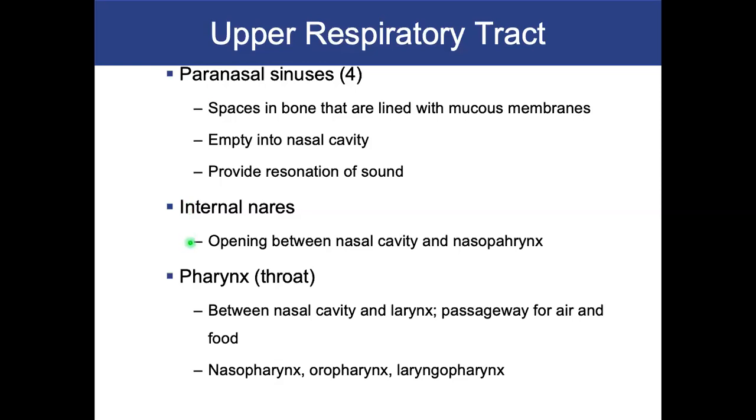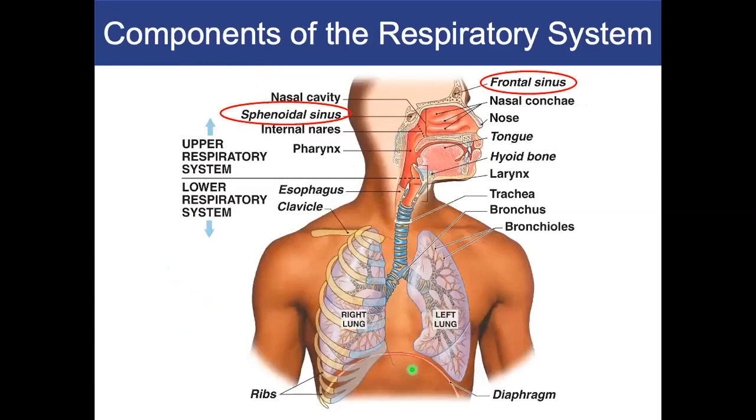Internal nares is the opening between the nasal cavity and the nasopharynx, and then the pharynx is your throat, between the nasal cavity and the larynx. It's a passageway for air and food, so air and food both share the pharynx, and it's separated into the naso, oro, and laryngeal pharynx. Let me show you a picture.